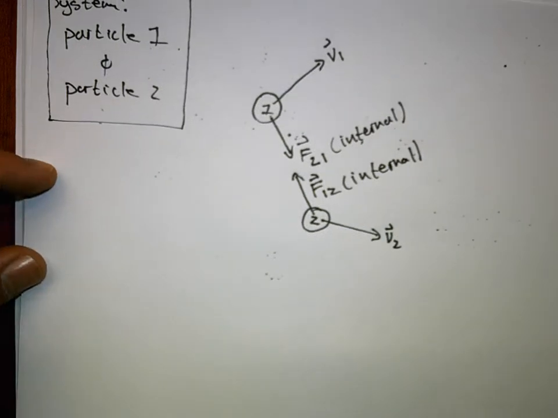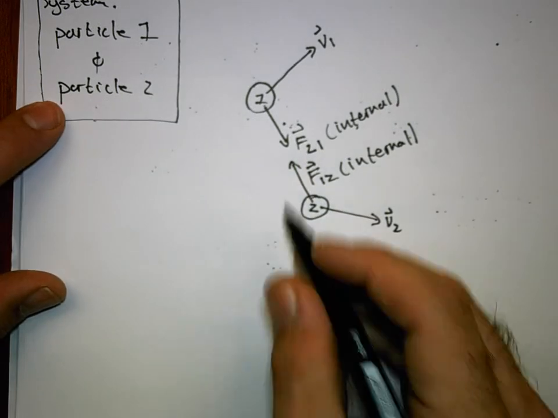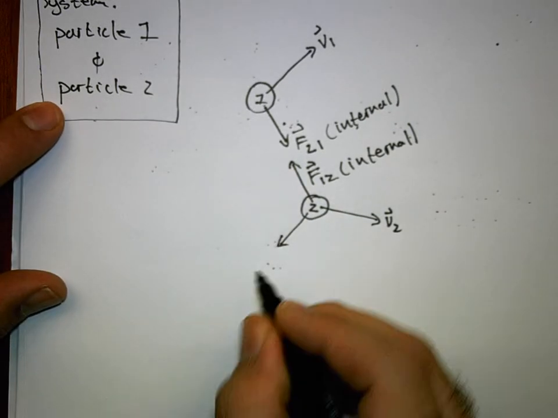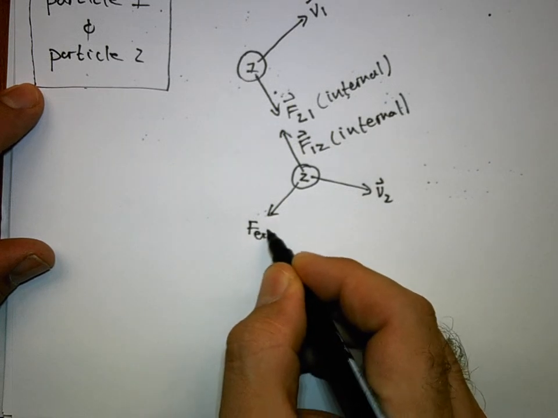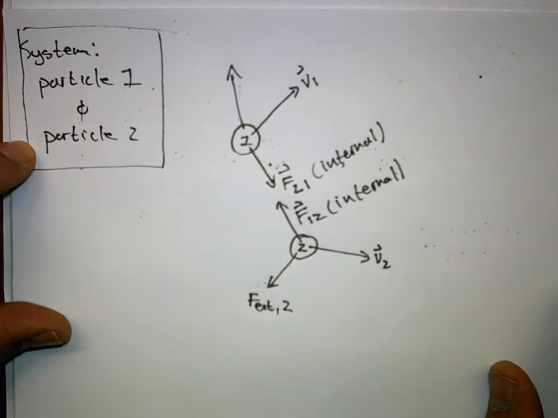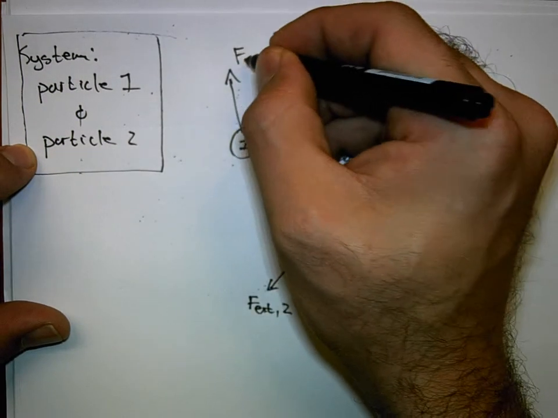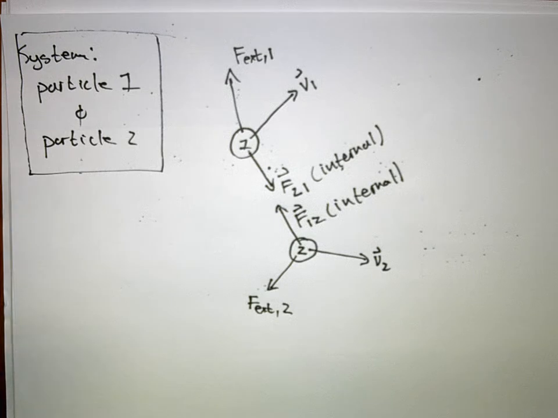Now there's no guarantee that this is it, so just to make things more general, let's say there's some sort of external force acting on particle 2 as well. And there might be some sort of external force acting on particle 1. So this is now pretty general.